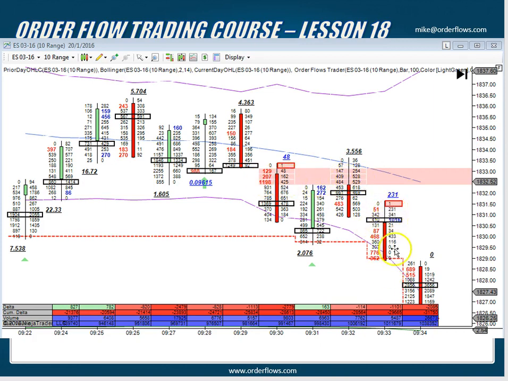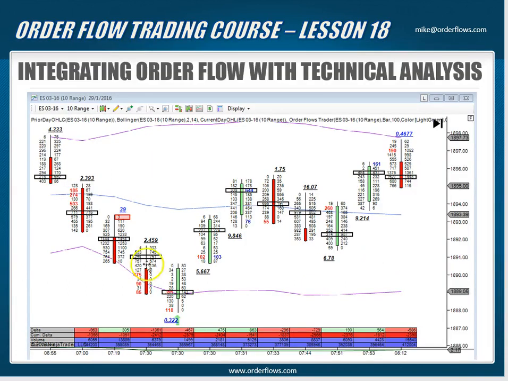You hit the lower band again with the single print, in the bar with the single print, and the market goes lower. There's all sorts of examples. I could give you examples all day long, but I'm just giving you a few.